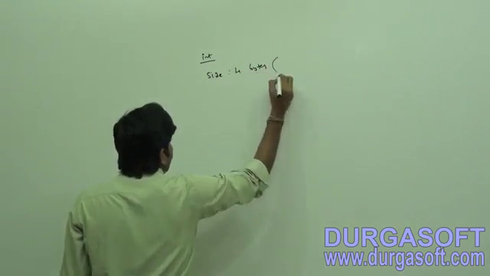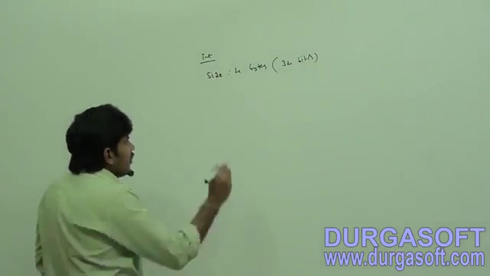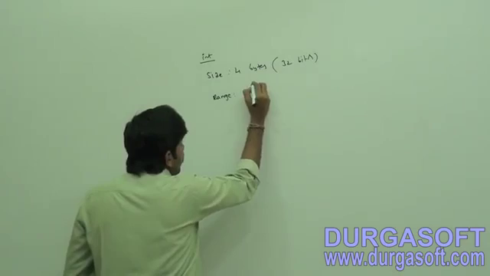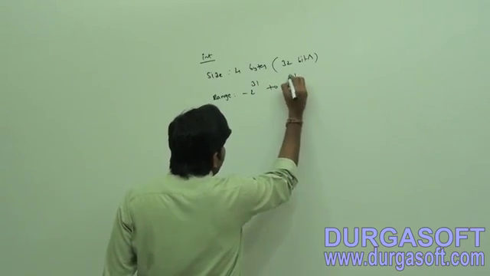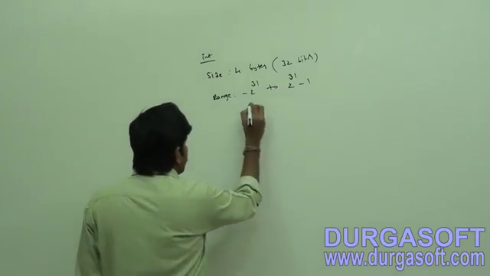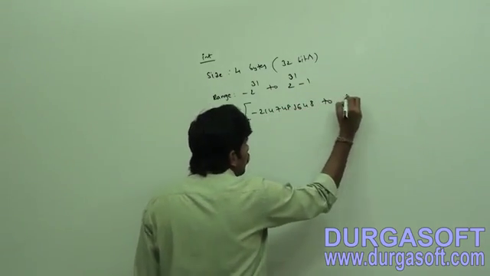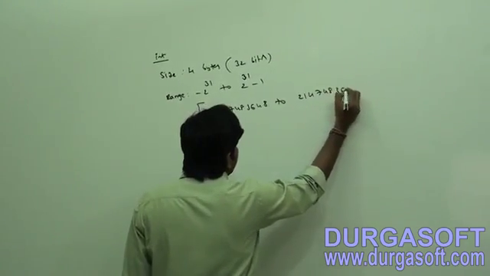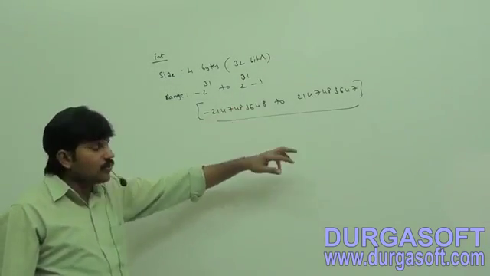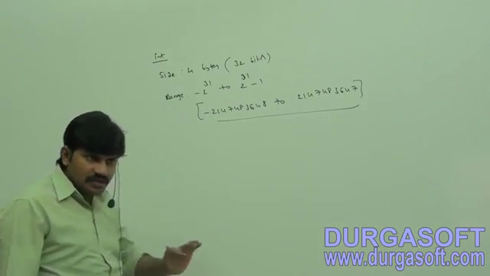4 bytes. 4 bytes means what? 32 bits. Sir, can you tell what is the range? Minus 2 power 31 to 2 power 31 minus 1, that is minus 2147483648 to 2147483647. This is nothing but the size and the range. Clear for all of you, right?